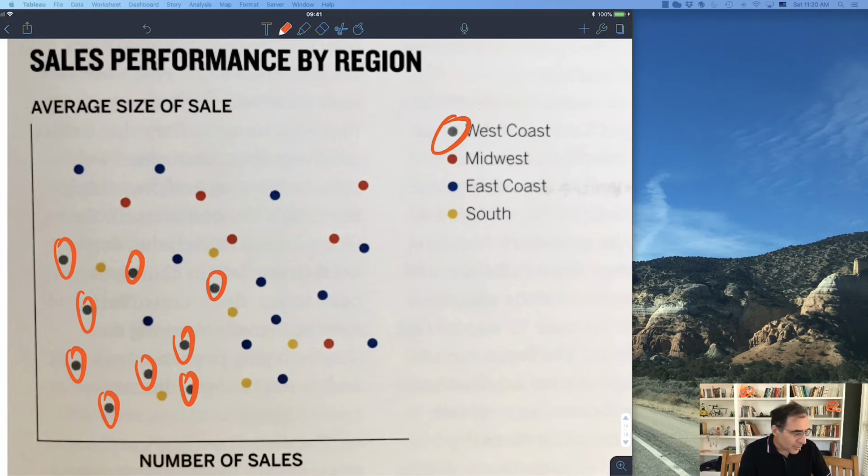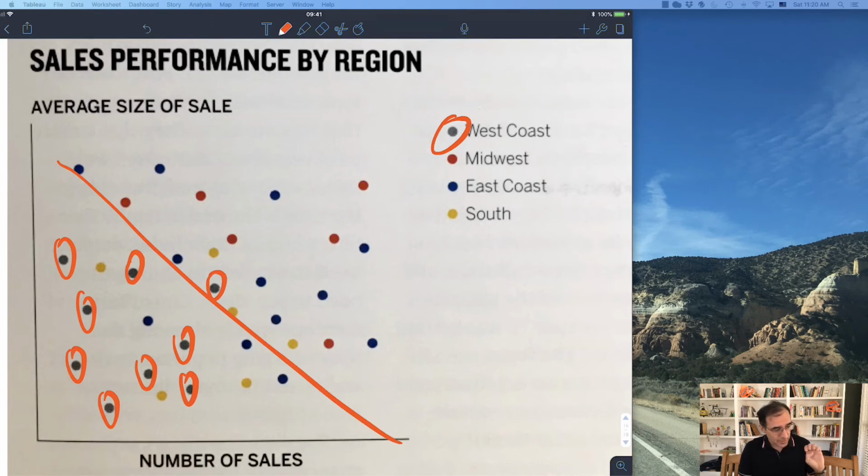If you draw a line again, you see that most of the West sales are on the left side. Most of the reps in the West region are on the left side of this line, below and to the left. So maybe that's the story you want to focus on. You want to focus not so much on the Midwest as the best performing, but that's not the criteria.